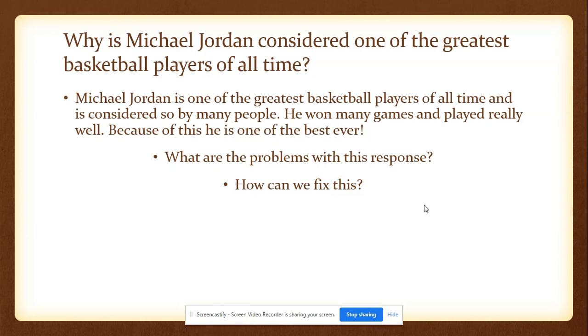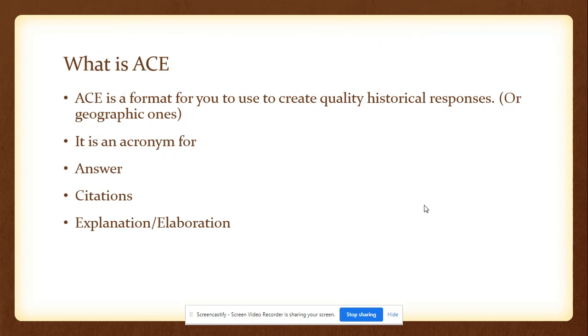Well, let's think. To me, the problem is there's really not any evidence in this. It sounds a lot like somebody's opinion. So how can we fix it? Well, we're going to try to use ACE. So obviously, we need to know what ACE stands for because it's an acronym. It stands for 3 parts. So when you get a question that you're required to answer in ACE format, understand that this answer is going to have 3 parts to it, which means at the very least, it's going to have 3 sentences.